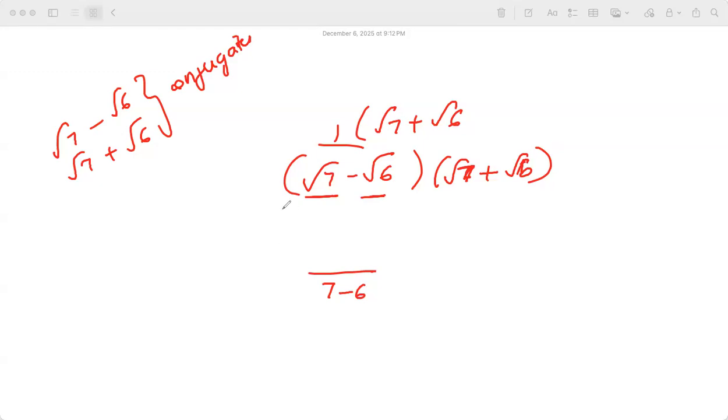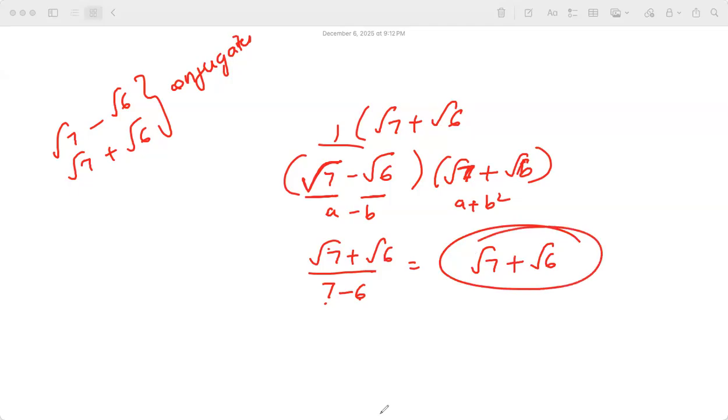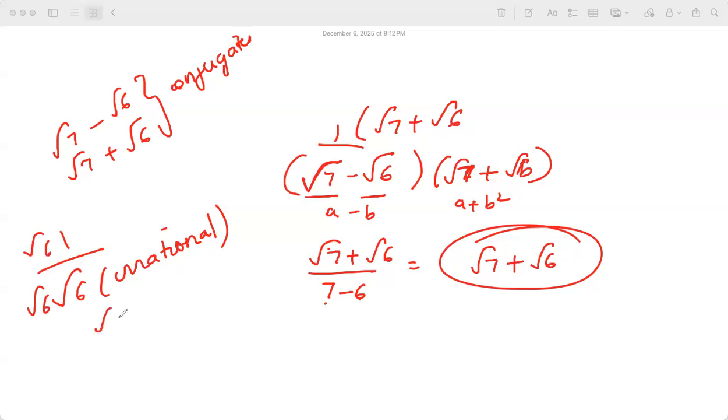When you multiply by conjugates, the advantage is you have your formula: a minus b times a plus b is a squared minus b squared. Because it is in square root, squaring is easy. 7 minus 6. Top will be root 7 plus root 6. So the answer is root 7 plus root 6, rationalized. So whenever you have irrational denominators, this is irrational. To turn it into an acceptable answer, you multiply by root 6, so you say the answer as root 6 by 6. So here you have rationalized the denominator.